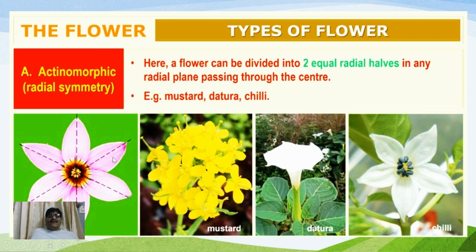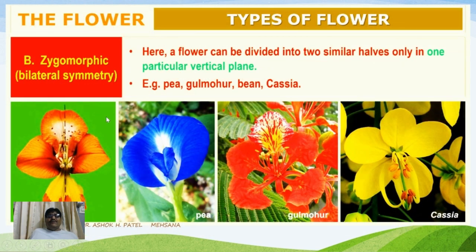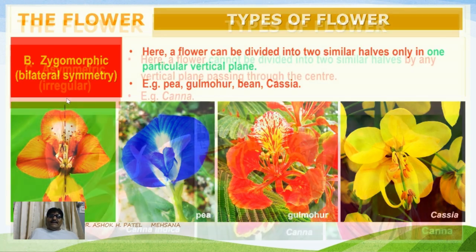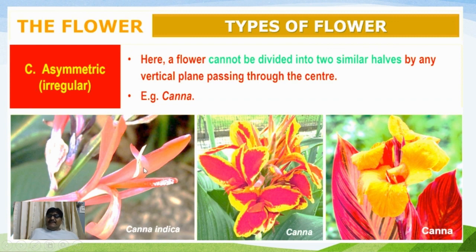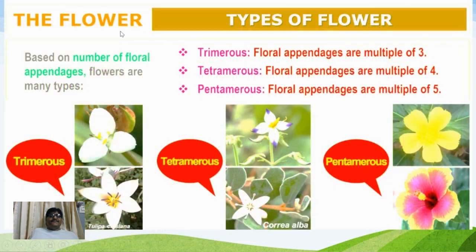The actinomorphic flowers you've seen can be divided into equal parts, equal halves, yeah. But the zygomorphic flower has no equal parts, right? It can be divided into two parts only, right? And the irregular flower cannot be divided into two similar halves. The example is canna. You see here the flower of canna.